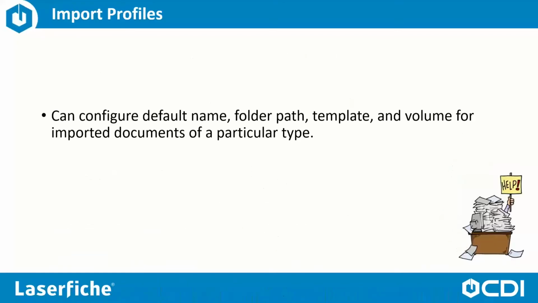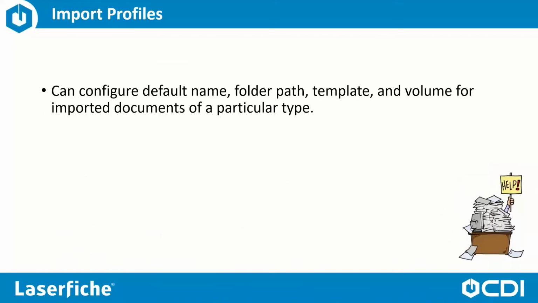So what can import profiles do? They can allow us to configure a default name, a default folder path, a template, and a volume for imported documents of a particular type, right? So you can use some, all, or none of those options if we want to. We can have the import profile configure a name and default path, but not set the template. Maybe we want to do that ourselves.